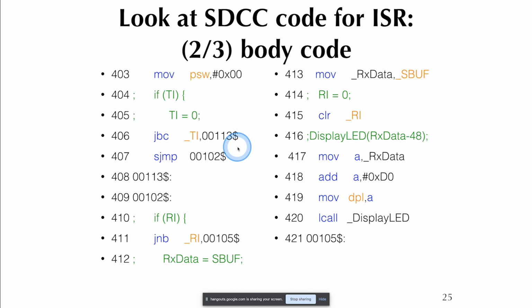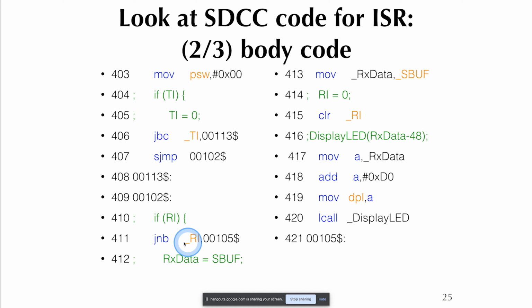That's a local label, okay? So that's this label here. So that skips the part for the... I actually took out some stuff. Anyway, then there is if Ri, then jump if not bit, right? Oh sorry, no, JBC means jump and clear bit, right? So if the Ti is set, then it clears Ti and then does a jump. So that was what that was supposed to be. And JNB is jump if not bit, okay?